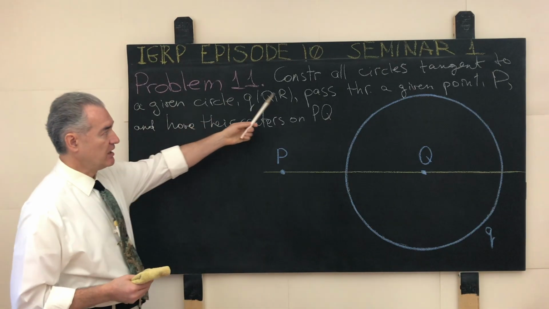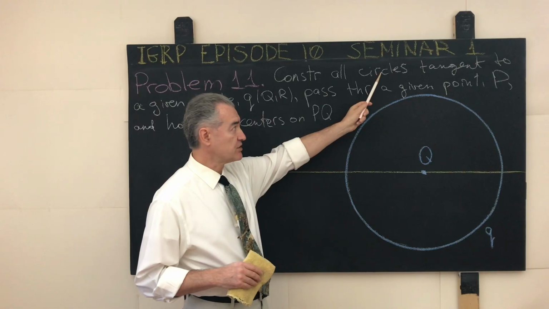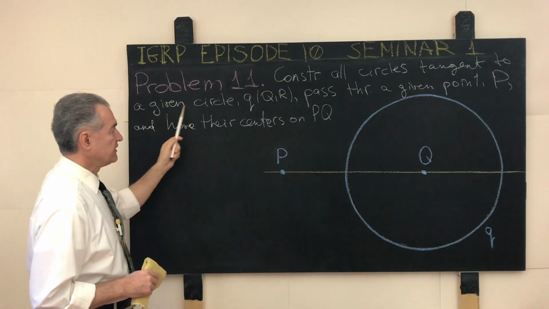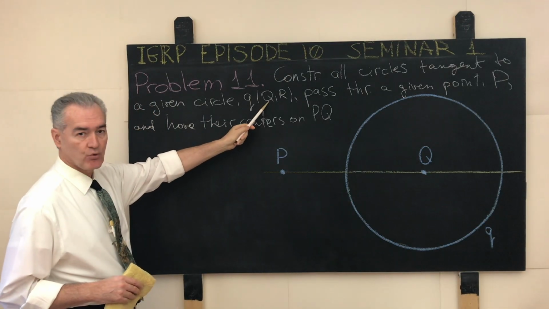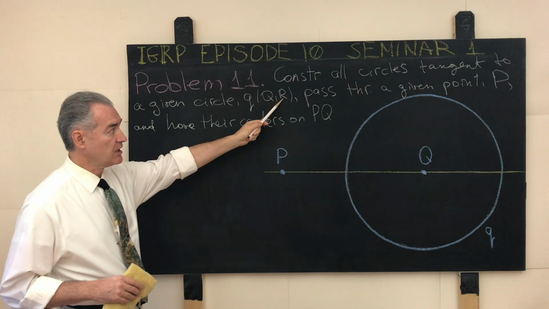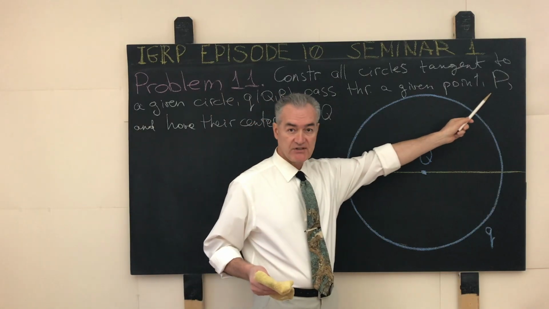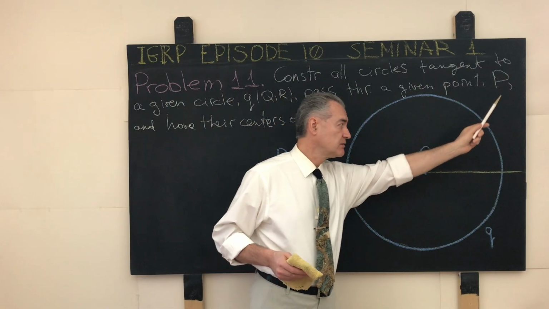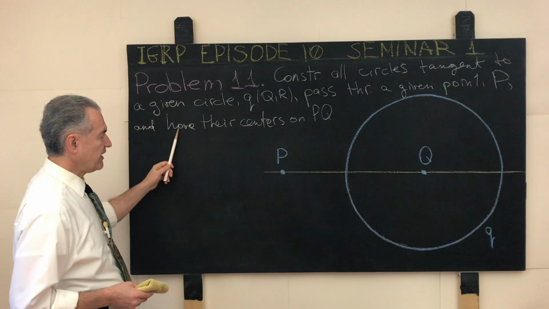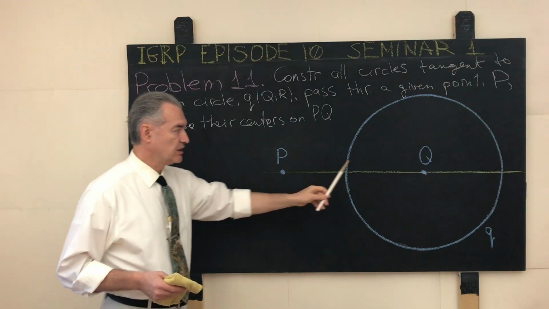Problem 11 states, construct all circles that satisfy three conditions. They are tangent to a given circle, lowercase q, that has the point uppercase Q as its center and the radius r. These tangent circles must pass through a given fixed, evidently coplanar, point P that is shown over here, for example, P, and the circles must have their centers precisely on that straight line PQ.